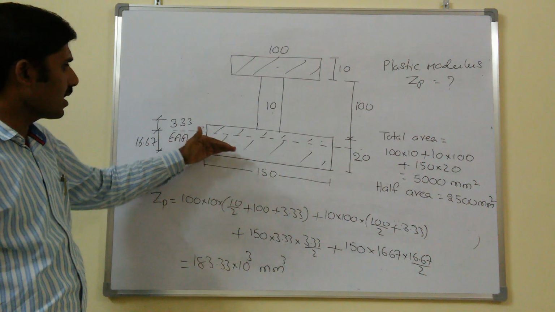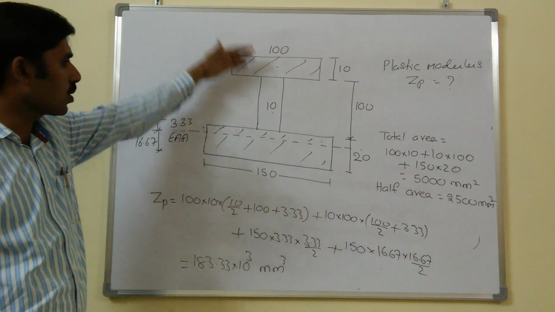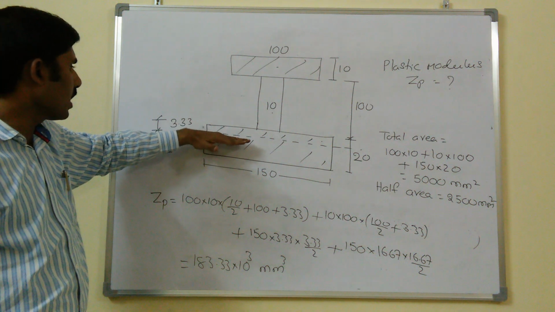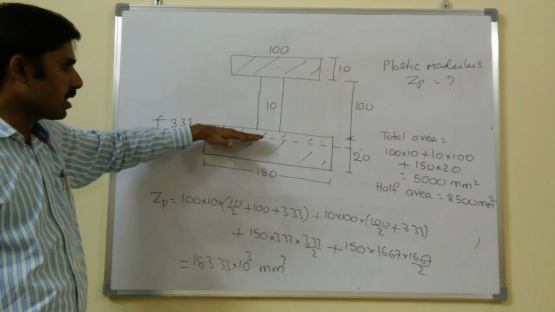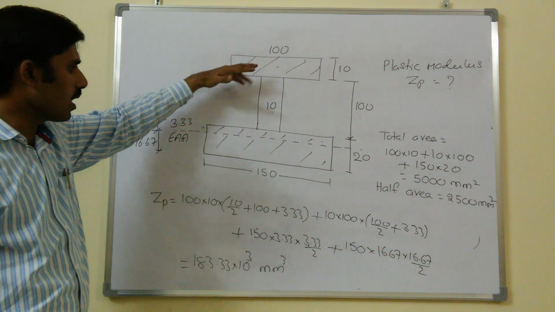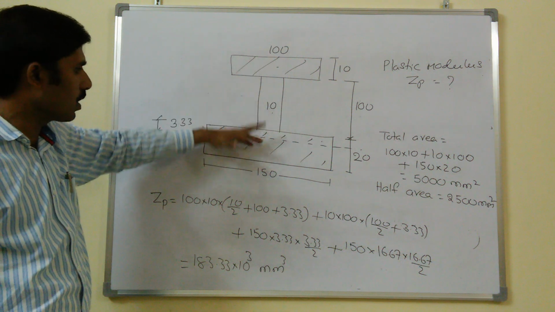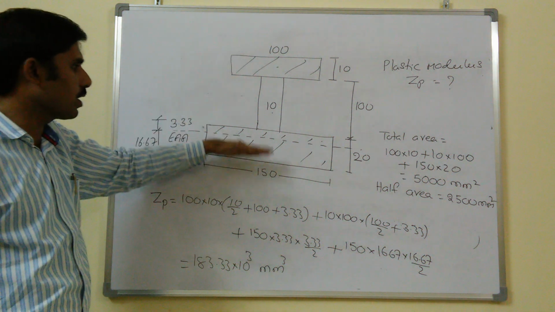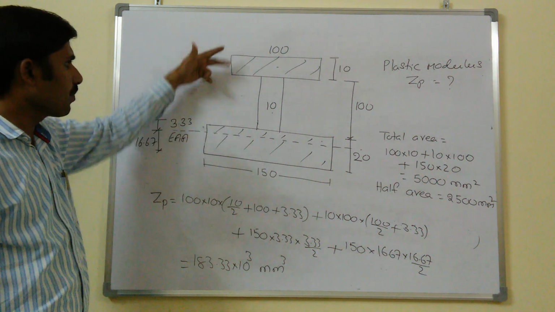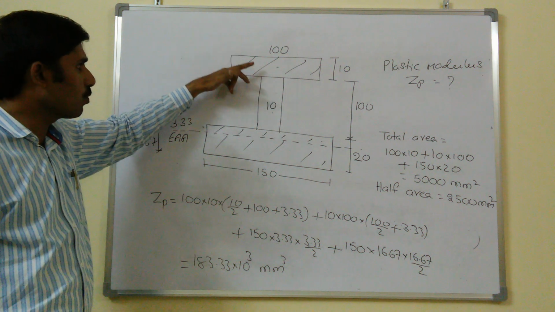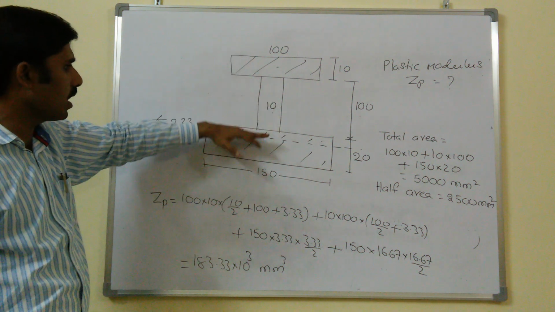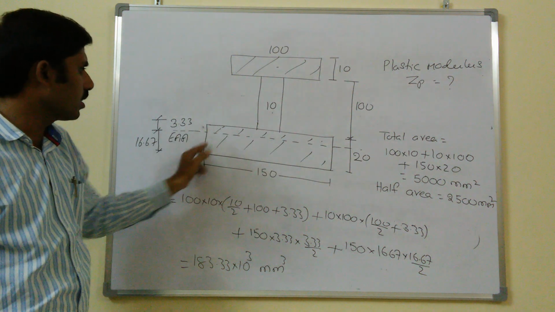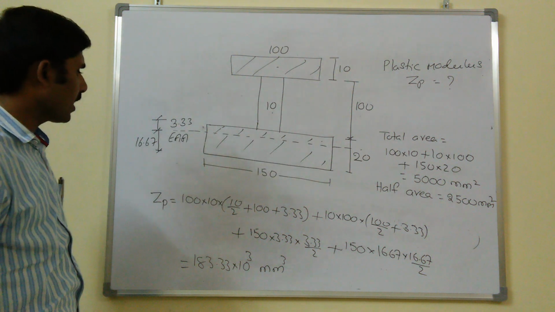See, the crucial thing here is how to split the total section into two sub areas. The equality axis should be such that the area above the equality axis is equal to the area below it. So we need to split into two equal sub areas. Here we have four rectangles: this is one rectangle, this is one rectangle, above the equality axis this is one small rectangle, and below it this is one rectangle. So totally four rectangles are there.